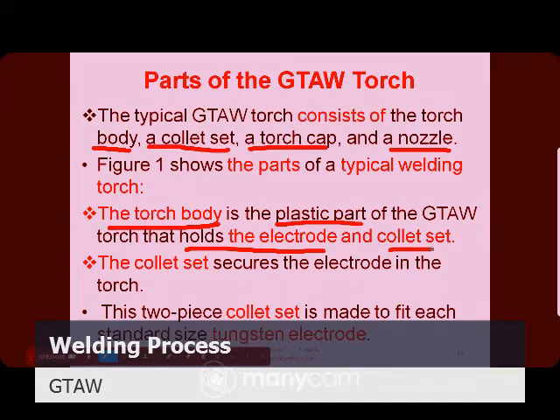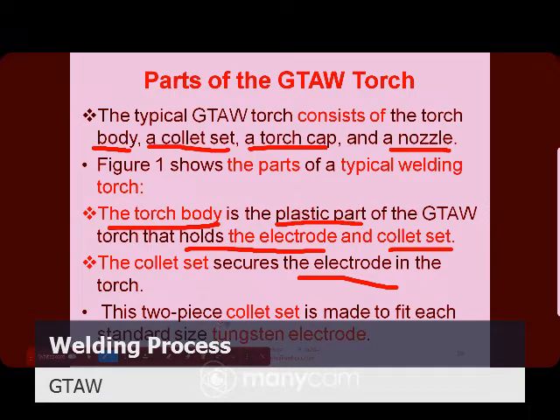And the collet set. As we already discussed, the collet set has two parts, the collet and the collet body. The collet set secures the electrode in the torch. It grips the electrode, depending on the size of the electrode, and it is made from highly conductive copper. Its function is to conduct electricity to the electrode and also to grip the electrode in position.